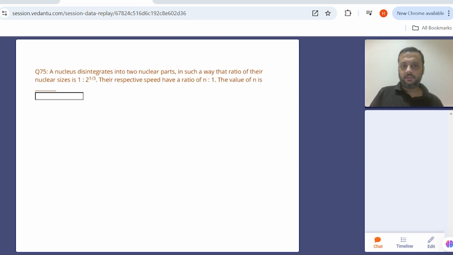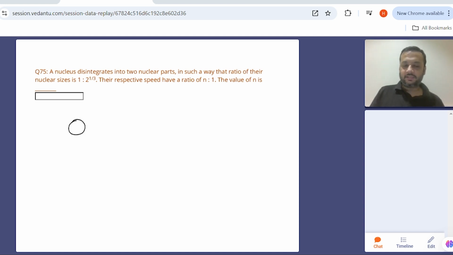In this question, a nucleus disintegrates into two nuclear parts in such a way that the ratio of their nuclear sizes is 1 is to 2 to the power 1 by 3. The respective speeds have the ratio n is to 1. We have to find the value of n. So basically, we have to assume the nucleus is at rest, otherwise this question cannot be solved. This is a PYQ, so we have to make these types of smart assumptions, otherwise you'll get stuck in the NTA paper. It's very important to make these kinds of assumptions.